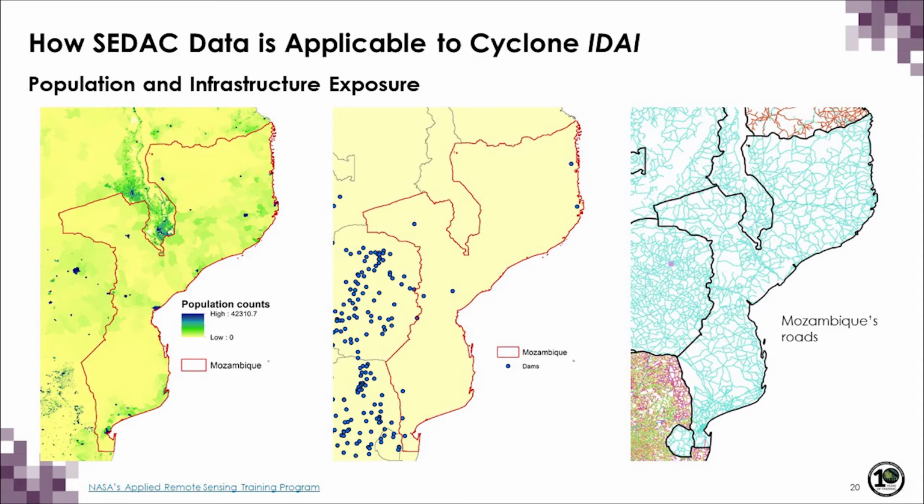The center map shows the distribution of dams, with at least 2 dams in Mozambique in the path of the storm. Finally, the map to the right is from G-roads and displayed the road density in Mozambique, including the affected area.